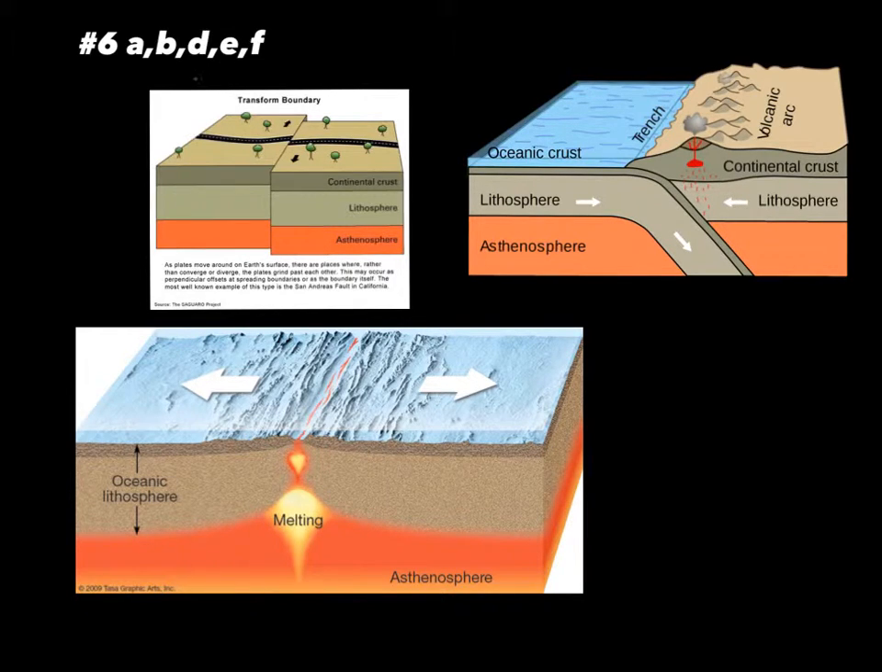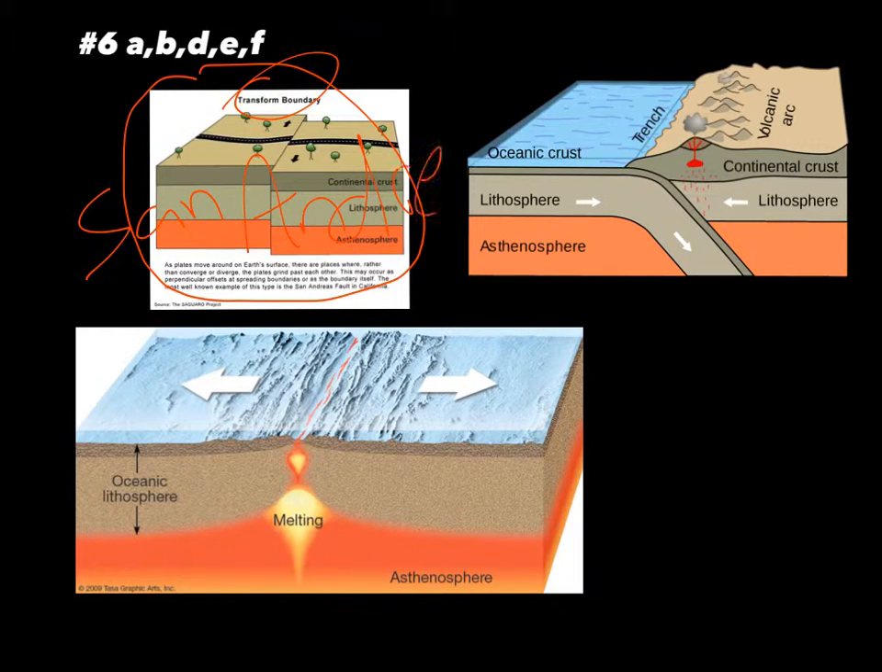So first we're going to look over here at our picture here. It says transform boundary. We just talked about one of these transform boundaries in a couple questions right before this. So the San Andreas Fault is a transform boundary. Okay? And a transform boundary doesn't pull apart or come together like our divergent and convergent. It kind of moves side to side.